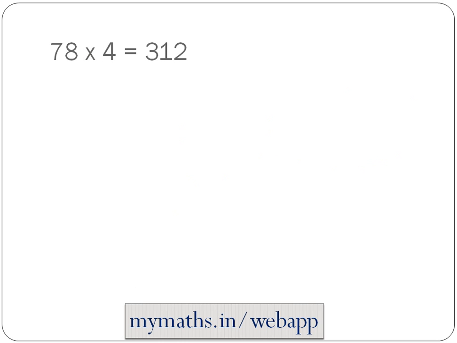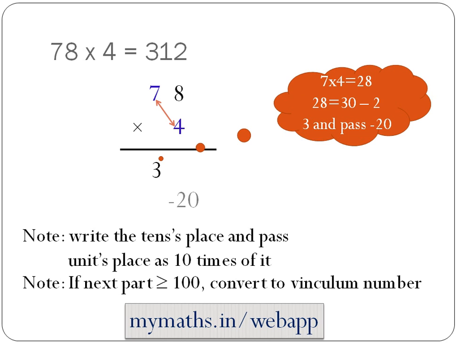Going for the next example, 78 times 4, we'll take 7 times 4 is 28. Here the rule is that after adding, the next part should not be more than 100. If we write the 2 and pass 80, we observe that the next part is more than 20, since 4 times 8 is more than 20.